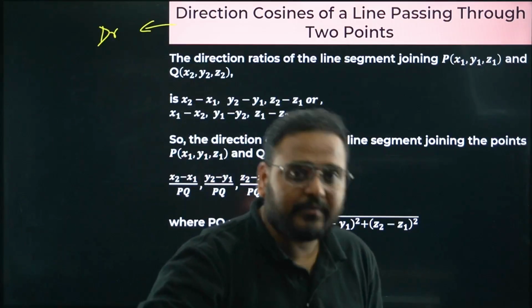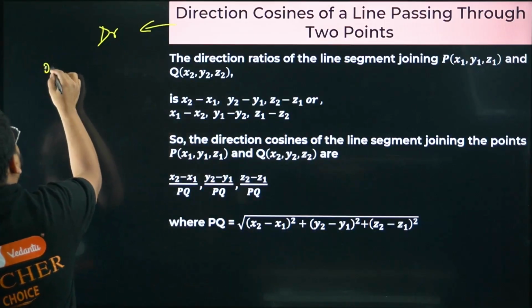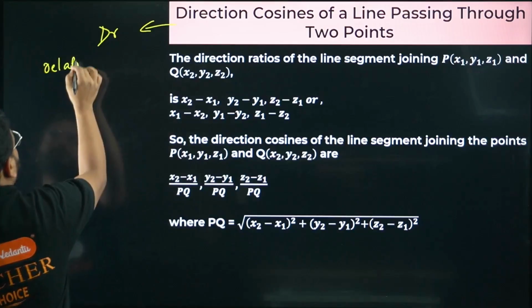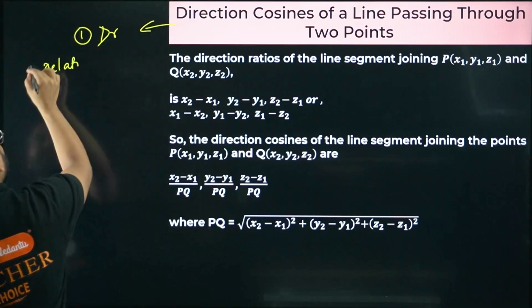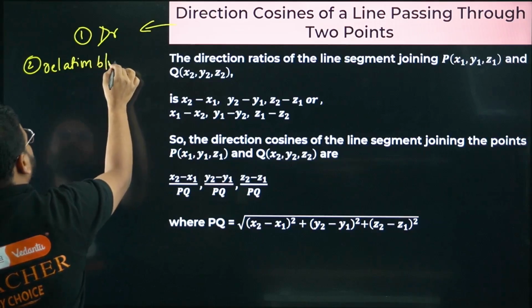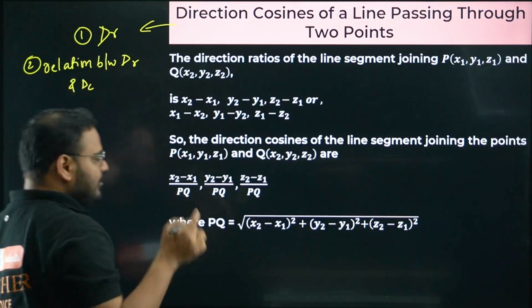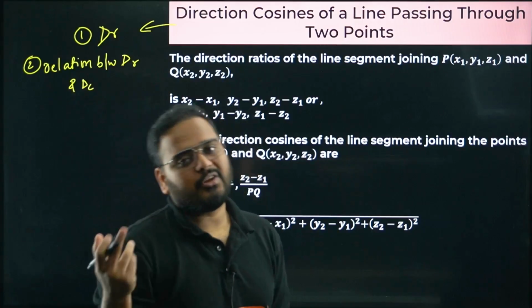Then we'll use the relation between the ratio and the cosines. I'll again repeat: the first step is to find the direction ratio. The second step is to use the relation between direction ratio and direction cosines, to find the value of DC.